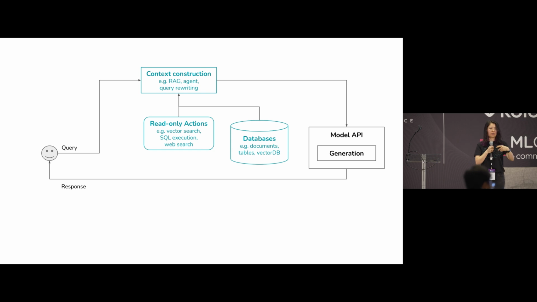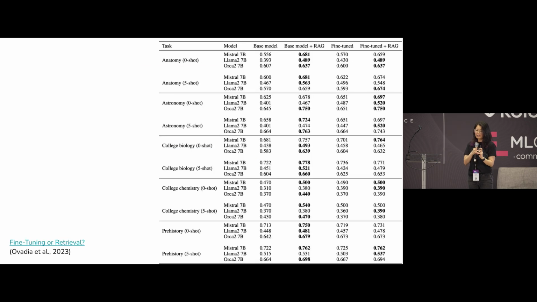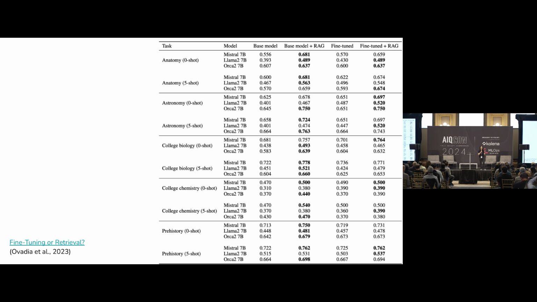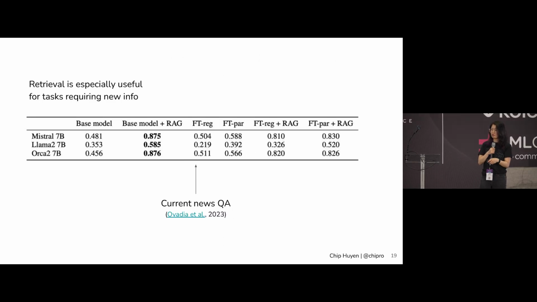The goal is just to give the model access to the relevant information so that it can produce better answers. You can see this research paper, which compares the impact of RAG versus fine-tuning on the MMLU benchmark. You can see that RAG gives a really strong performance boost. It usually performs much better than fine-tuning, and sometimes it can even perform better than RAG plus fine-tuning. And retrieval is especially useful for use cases that involve new information.